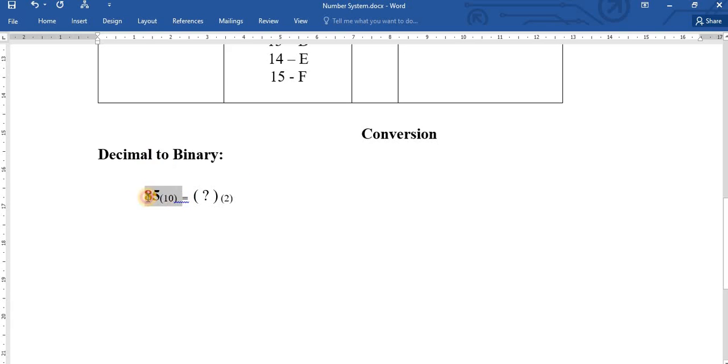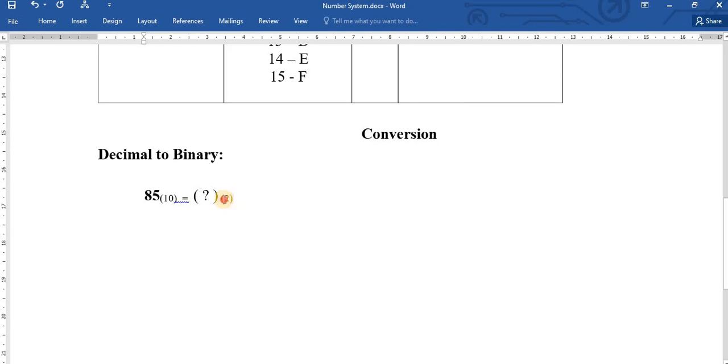This is the representation of the decimal number system. You have to use the digits 0 to 9, for example 85, and the base is 10. It is a decimal number and you have to convert it into a binary number. Since here the base is 2, you have to convert this number into the binary number system. Let's see how we can convert a decimal number to a binary number.